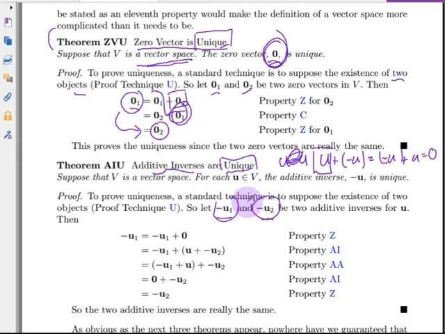Very similar proof here. Let's start off with minus u_1. Now we know we can add 0 to that. And we know that u plus minus u_2 is equal to 0 because minus u_2 is an inverse of u. So we can replace this 0 with u plus minus u_2. Now we can reassociate and also use the commutative property. Actually, I didn't use the commutative property yet. Okay.